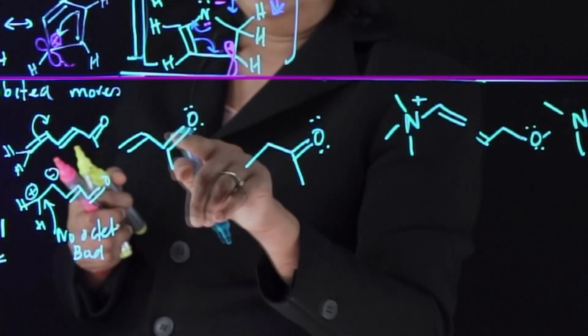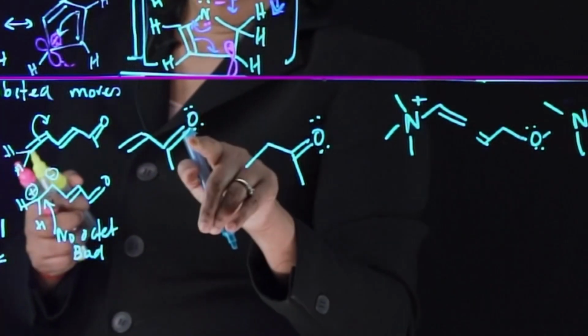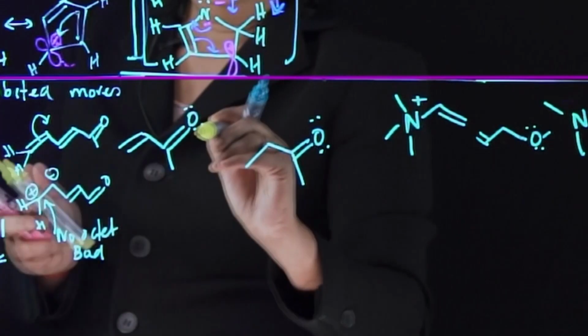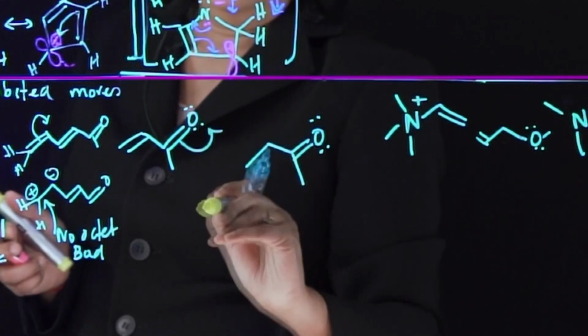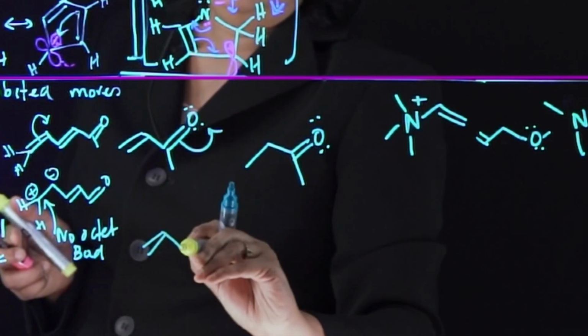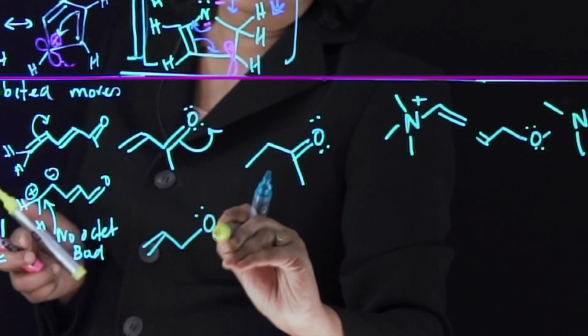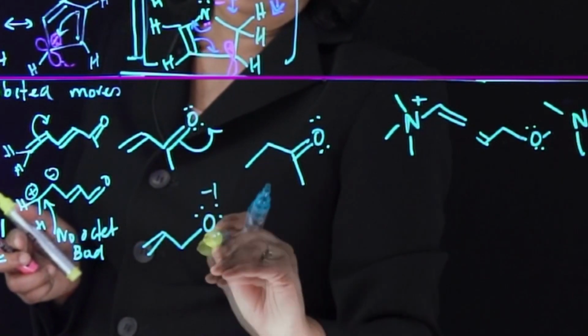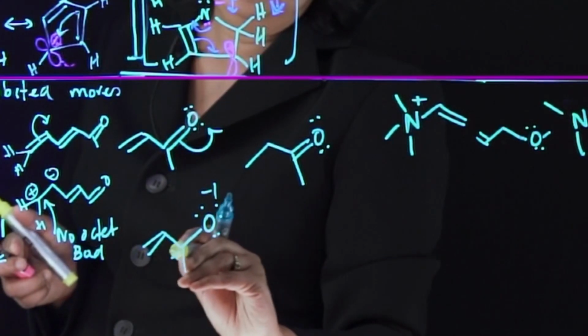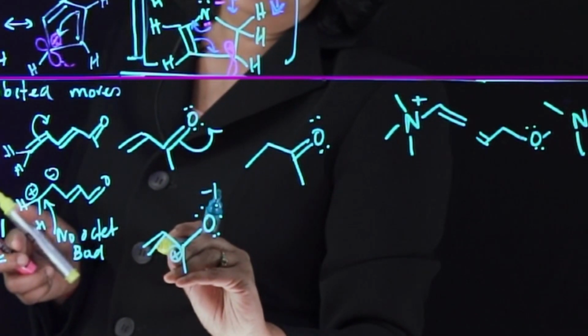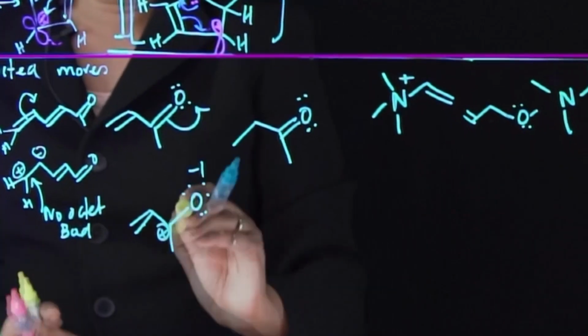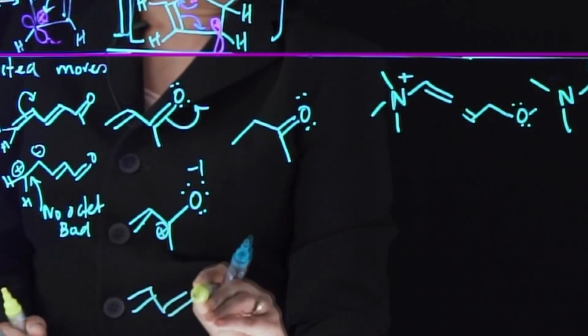Over here, you can do the same thing. Should you do it here or should you do it here? This is actually a better resonance structure just because you have an oxygen here that's taking your minus. Then you can move this over here. But you should never do this. You should never do this.